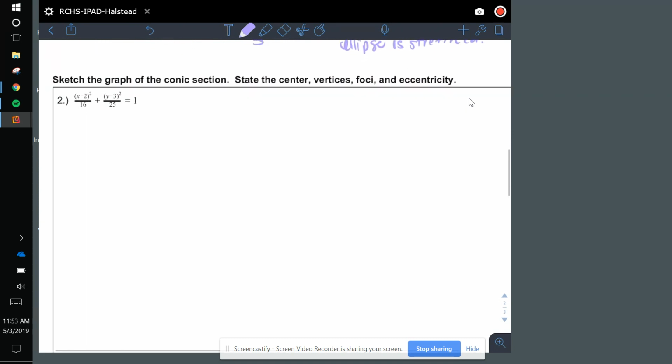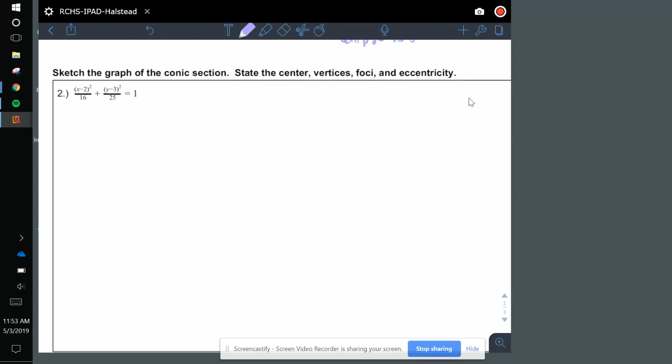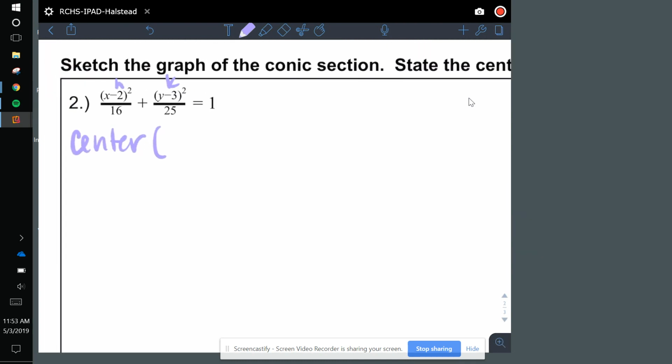All right, so we're going to sketch the conic and then state the center, foci, and eccentricity. And then we'll take a break from there. Okay, so the center is my h and my k. So that's 2, 3. My a squared is always the bigger value, the bigger stretch value. So a is equal to 5, and then b squared is equal to 16. So b is equal to 4.